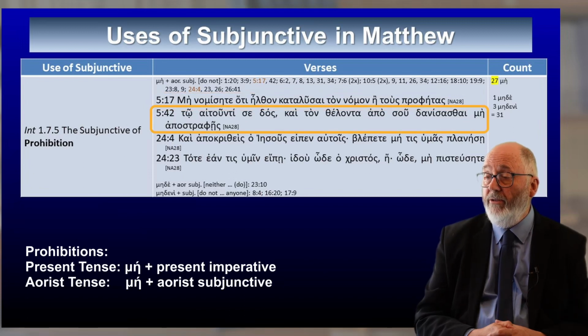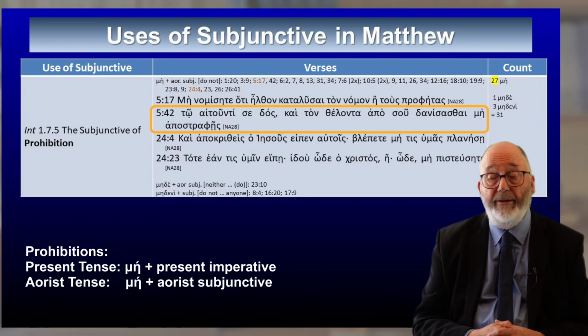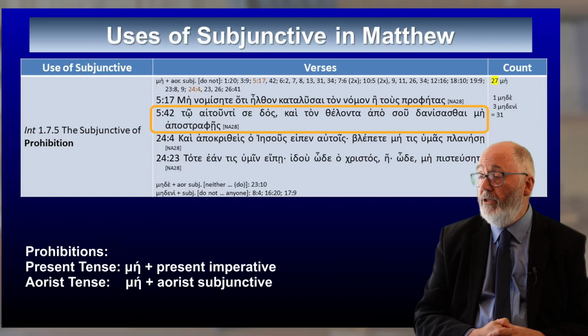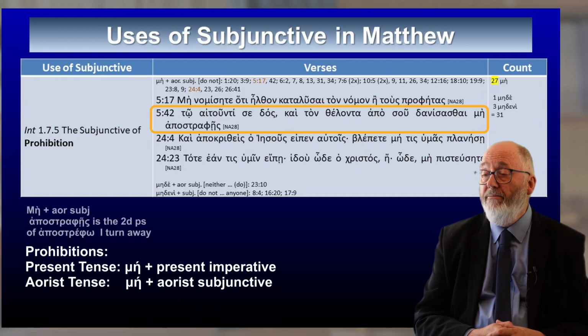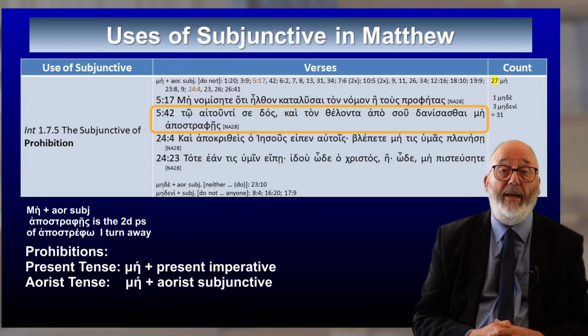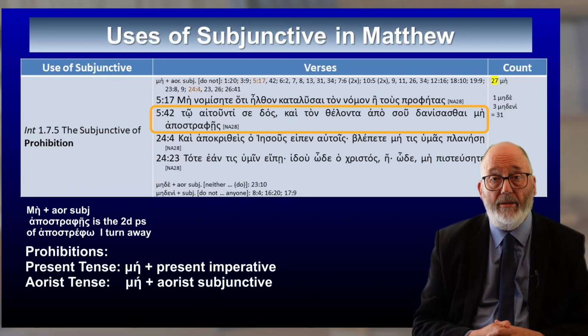In 5:42, to aitounti se dos, and to the one who asks you, give, and to the one who wishes to borrow from you, me apostraphes, do not turn away. Again, me plus the aorist subjunctive.